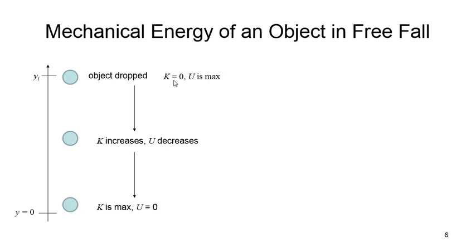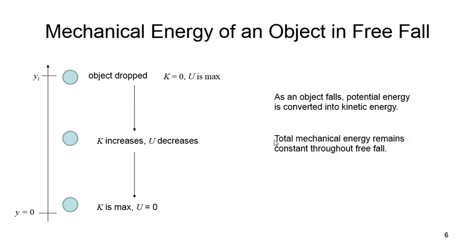So just looking at this, it looks like we start off with lots of potential energy and no kinetic energy. As we start to fall and we lose potential energy, we gain kinetic energy. So what's really happening is that our potential energy is being converted into kinetic energy. This is what happens as an object falls. Potential energy is converted into kinetic energy.